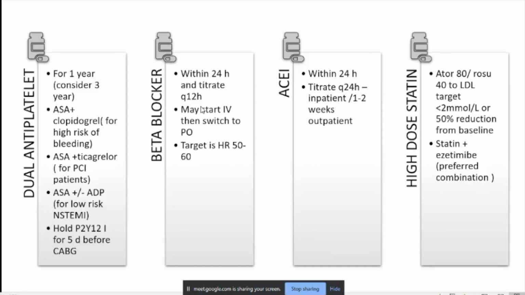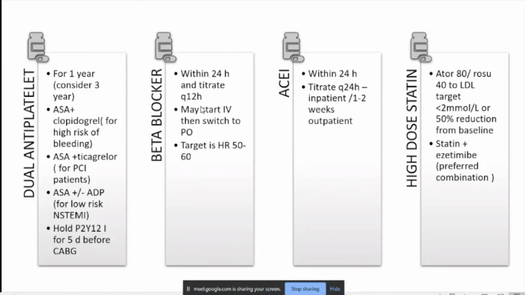And when it comes to ACE inhibitors, it is within 24 hours. If the patient is not on ACE before, we have to start within 24 hours. We titrate every 24 hours for inpatient, and if it is outpatient, we cannot do it every 24 hours. We cannot ask the patients to come every day, right? So we do it like 1 to 2 weeks for the outpatients.